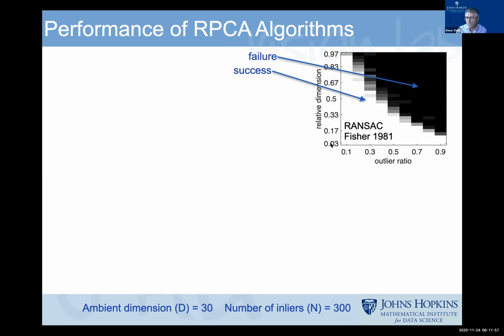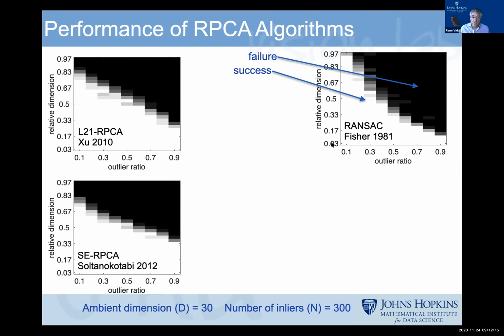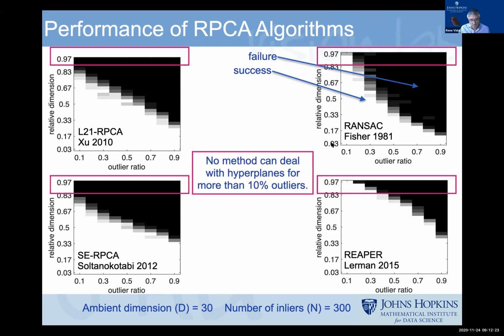And so you can see a clear phase transition here. As soon as the dimension of the subspace is large or the outlier ratio is large, the method fails. L2-1, the outlier pursuit method, does a little bit better, but still the same behavior. The self-expressive method does about the same. RPCA does clearly better. But regardless, all methods fail in this high or relatively high dimension regime. For example, the case of planes or the case of hyperplanes.